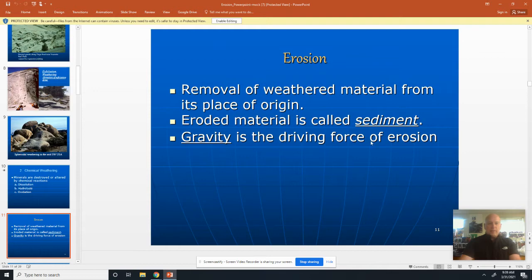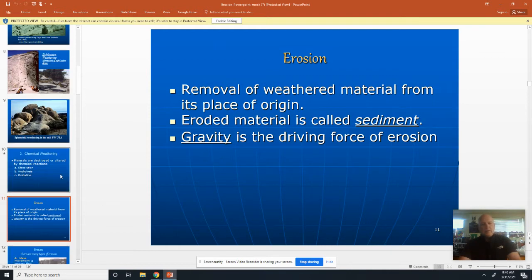Erosion. Gravity is the driving force. Water is a driving force. Water is what makes all erosion occur, but gravity pulls everything from areas of higher concentration to lower concentration. So it will want to seek equilibrium.